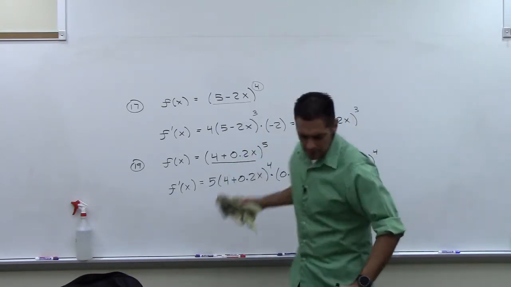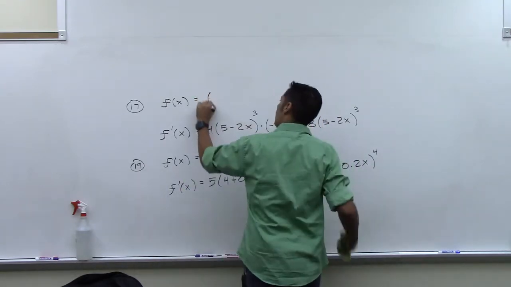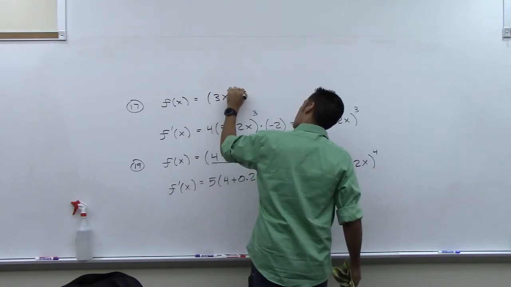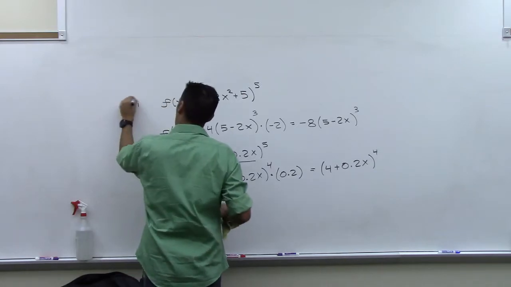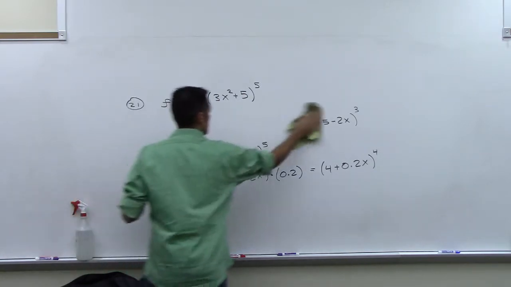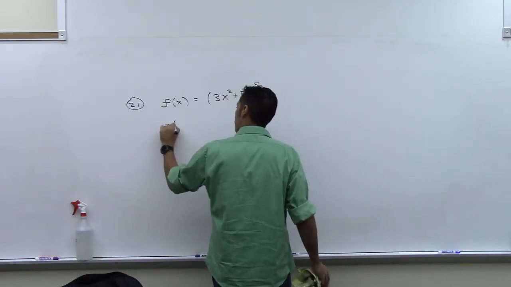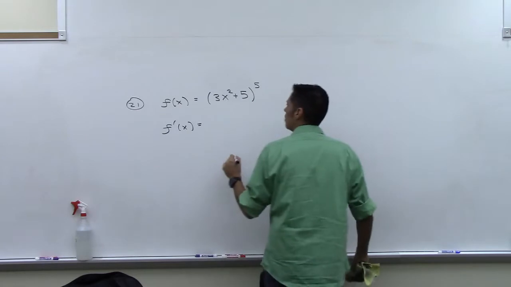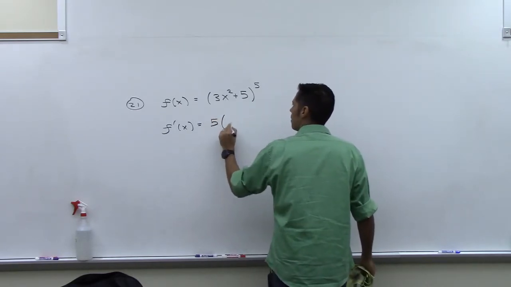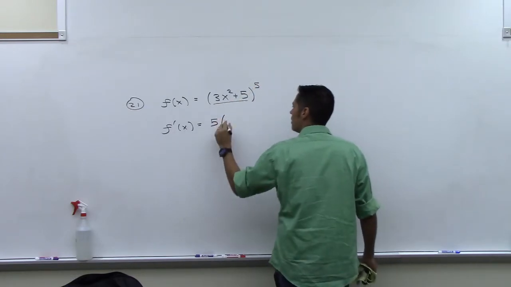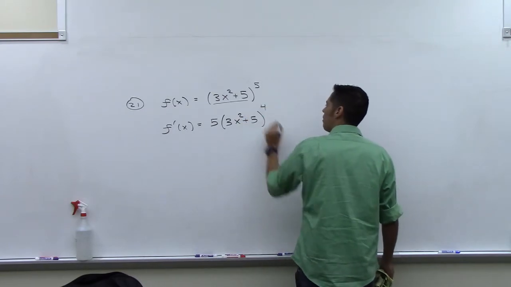Number 21, 3x squared plus 5 to the 5th power. And this is number 21. So we want to do f prime of x here. Same situation. F prime of x is the 5 comes out. So this raised to the 5th, 5 comes out. We rewrite this, don't touch it. And then reduce the power by 1.